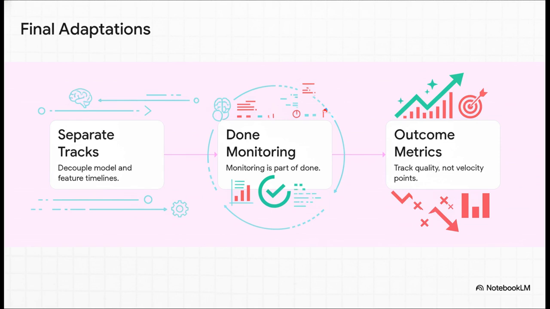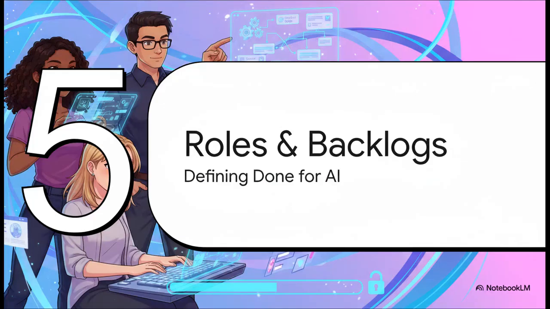In the AI world, that is a completely failed sprint. You have to track whether the model quality actually improved for the user, not just how many Jira tickets you managed to close out. Section 5, roles, backlogs, and what done actually means.